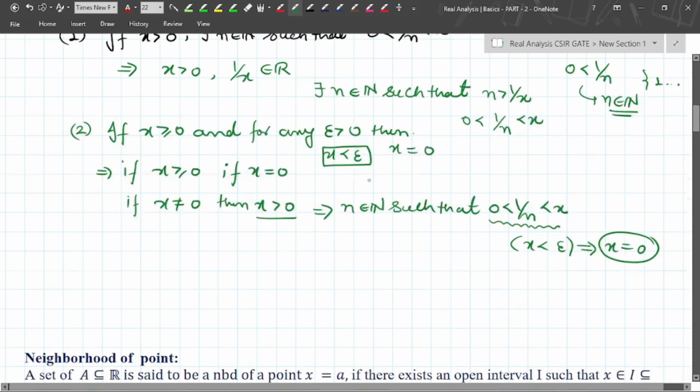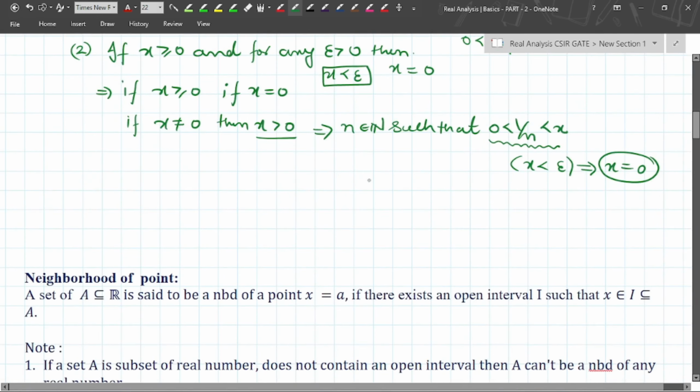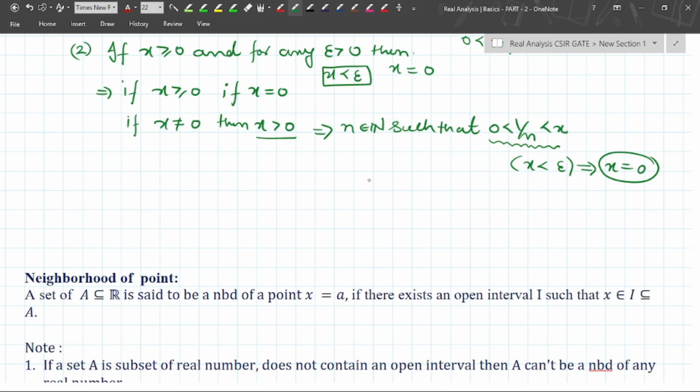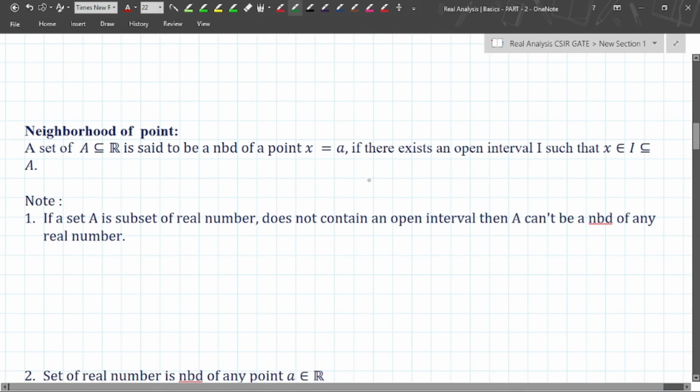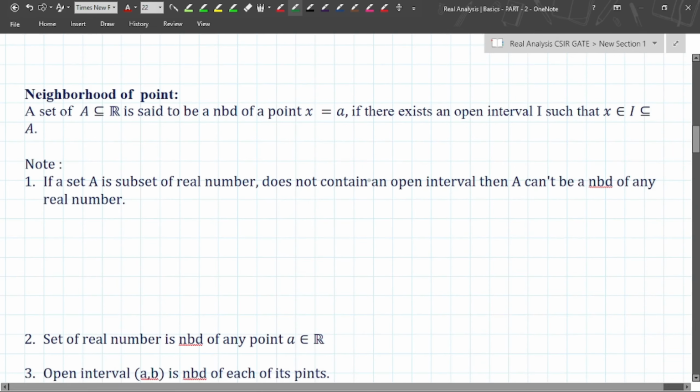Now we'll move to the next. So we have neighborhood. We'll discuss the neighborhood of a point. What is the neighborhood? Neighborhood of a point we can consider, which is also called neighborhood of a set.